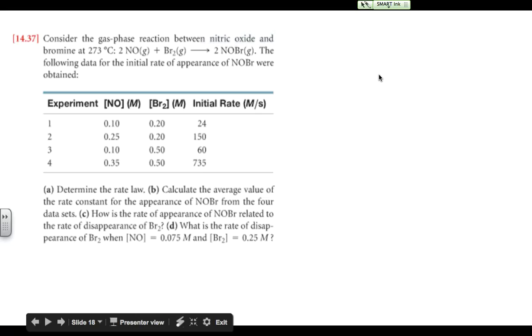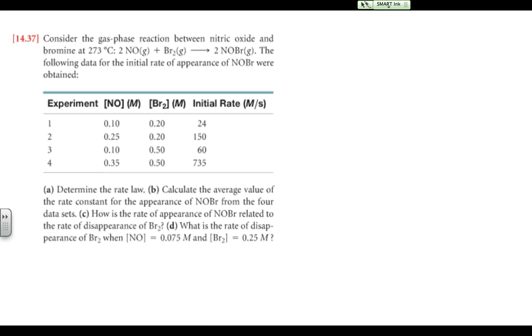Okay, guys, I decided to go over number 14.37. It is almost identical to what you'll need to do in 14.36 and 14.38. And these were really commonly missed problems on the homework. Okay, so this is rate laws, chapter 14.